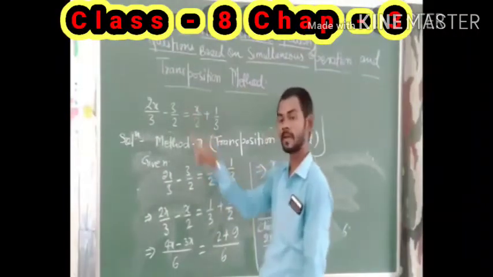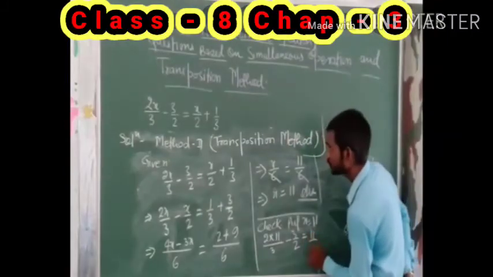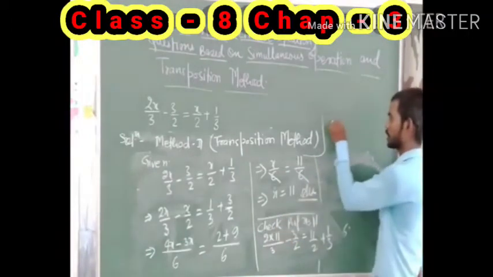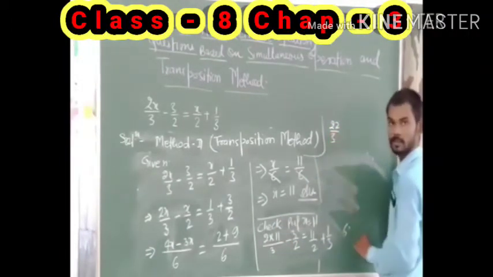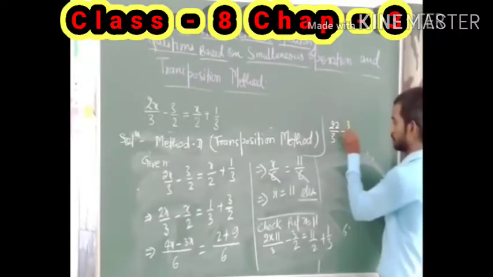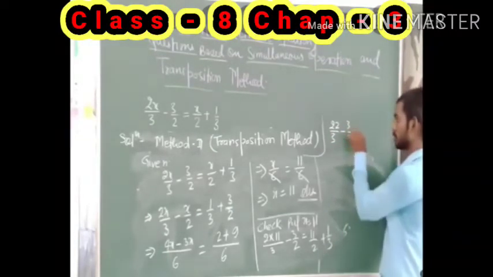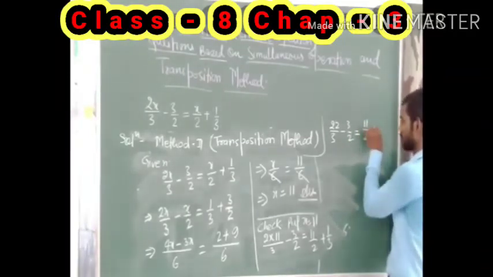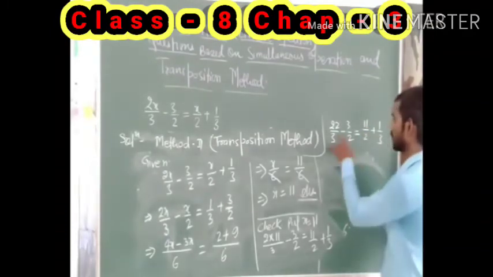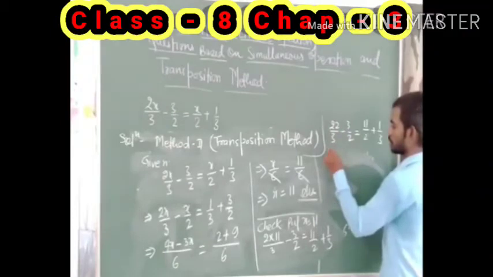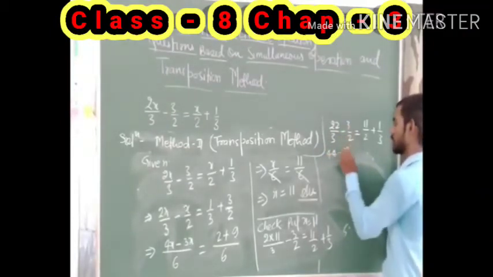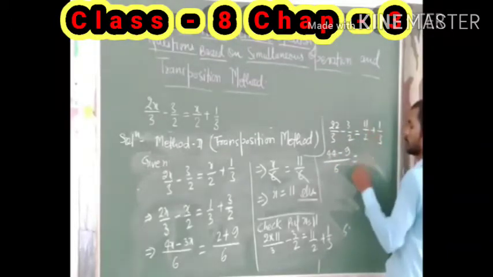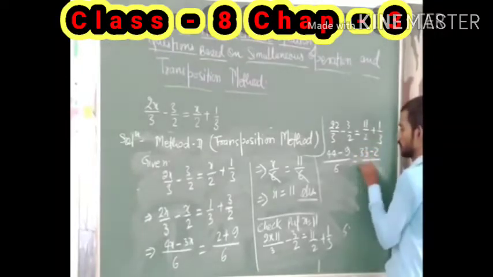Put 11 in the place of x, we get 11 upon 2 plus 1 upon 3. And when we solve it, 11 times 2 is 22 upon 3 minus 3 upon 2 is equal to 11 upon 2 plus 1 upon 3. When we solve it, 22 times 2 is 44 minus 3 times 3 is 9 upon 2 times 3 is 6, is equal to 11 times 3 is 33, 2 times 1 is 2, 33 plus 2 upon 6.